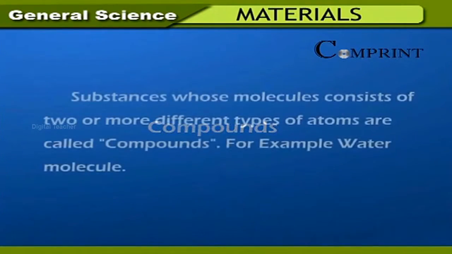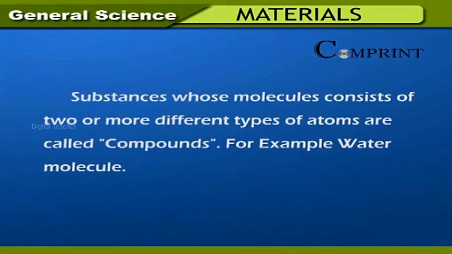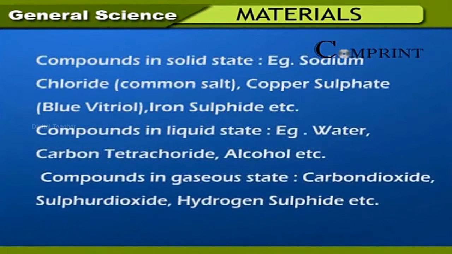Compounds. Substances whose molecules consist of two or more different types of atoms are called compounds. For example, water molecule. Compounds in solid state: sodium chloride, copper sulfate, iron sulfide. Compounds in liquid state: water, carbon tetrachloride, alcohol, etc. Compounds in gaseous state: carbon dioxide, sulfur trioxide, hydrogen sulfide, etc.